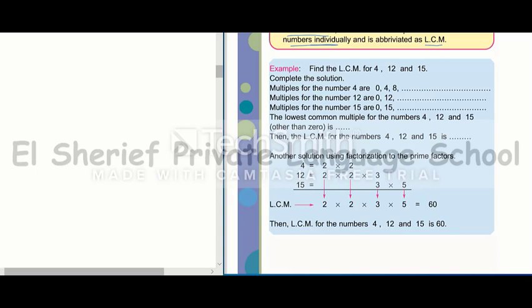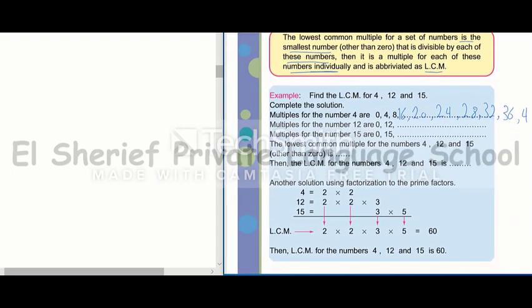Multiples of the number 4 are 0, 4, 8, 16, 20, 24, 28, 32, 36, 40, 44, 48, 52, 56, and finally 60.